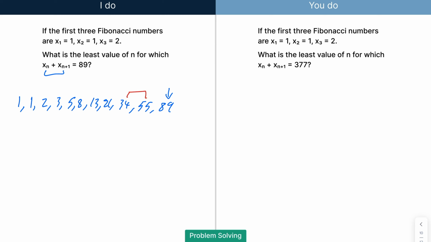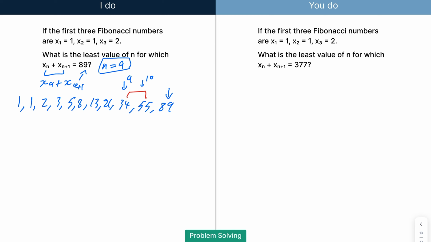So that is 1, 2, 3, 4, 5, 6, 7, 8, 9. So this is position 9. This is position 10. So n is going to be 9. So what we're saying is x_9 plus x_10. Those two add together to give me 89. Or we can write this as x_9 plus x_(9+1) if we want. So the answer here is n is equal to 9.